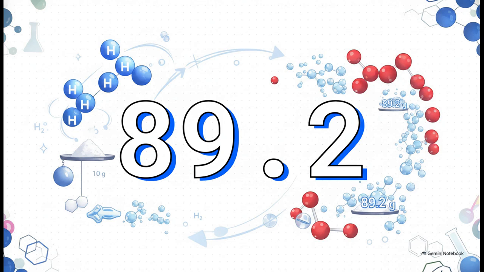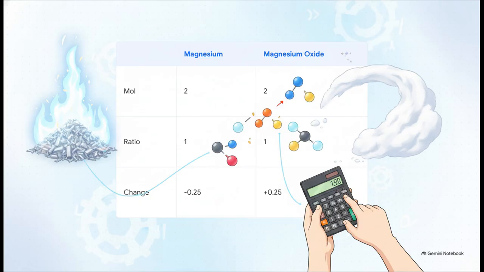Starting with just 10 grams of hydrogen gas, we mathematically proved that we are going to produce 89.2 grams of water. And honestly, that is the true power of stoichiometry. Let's look at another classic reaction just to lock this in. Burning magnesium to create magnesium oxide.